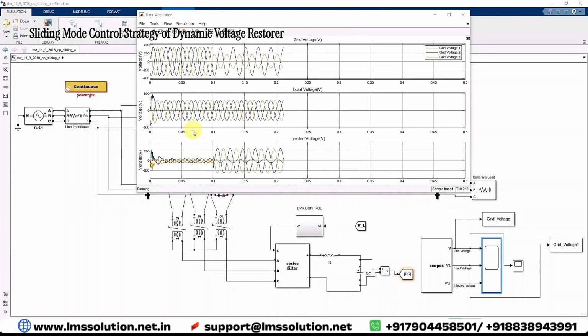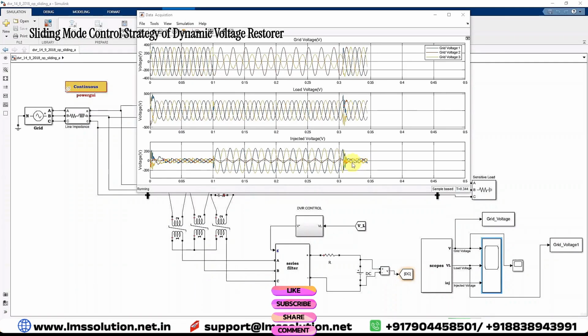The DVR effectively controls, or mitigates, the voltage sag on the load side caused by this fault. After 0.3 second the fault is removed from the system, and we can see the response of the system after removing the fault. During that time you can see the grid voltage, load voltage and injected voltage from the DVR. Here you can see the system is restored, because the grid voltage is maintained at 1 per unit as well as the load voltage. Now you can see that the DVR is not working now.